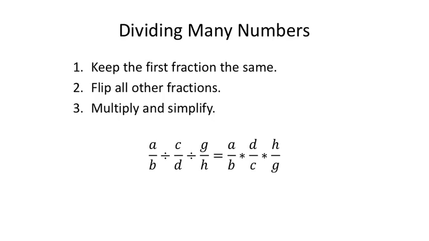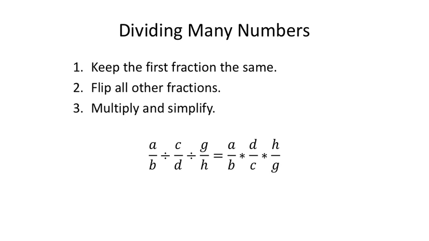And from time to time, you may have to divide many numbers, and we'll see this on the assignment too. But if you do, what you can do, of course, is the first value, which we'll still consider the dividend, stays that value. All the remaining values that you divide by flip. See that C over D becomes D over C, G over H becomes H over G. And by doing so, you can just do straight multiplication.